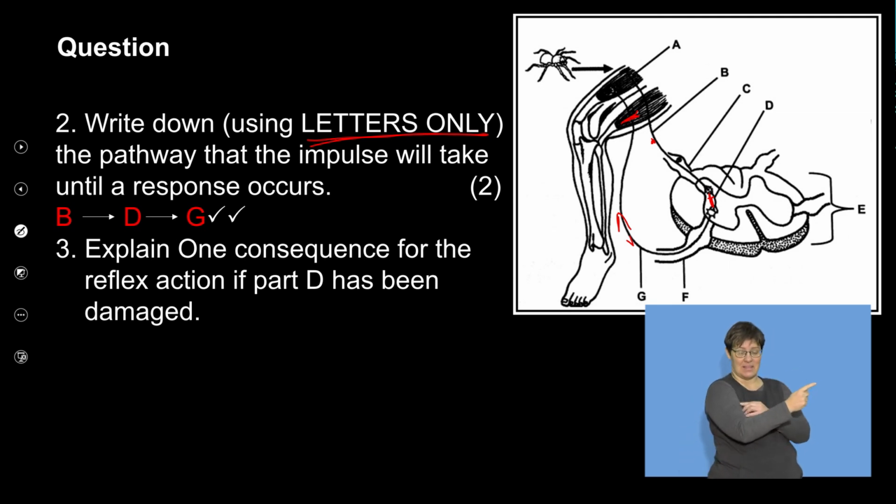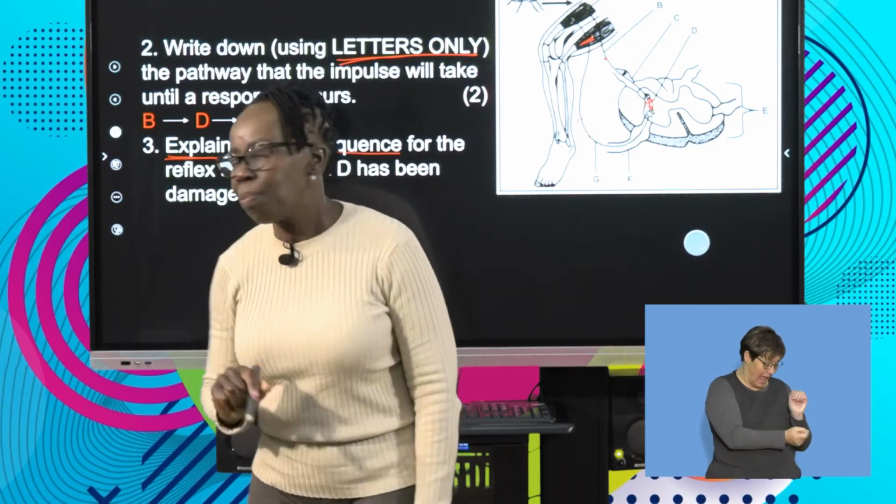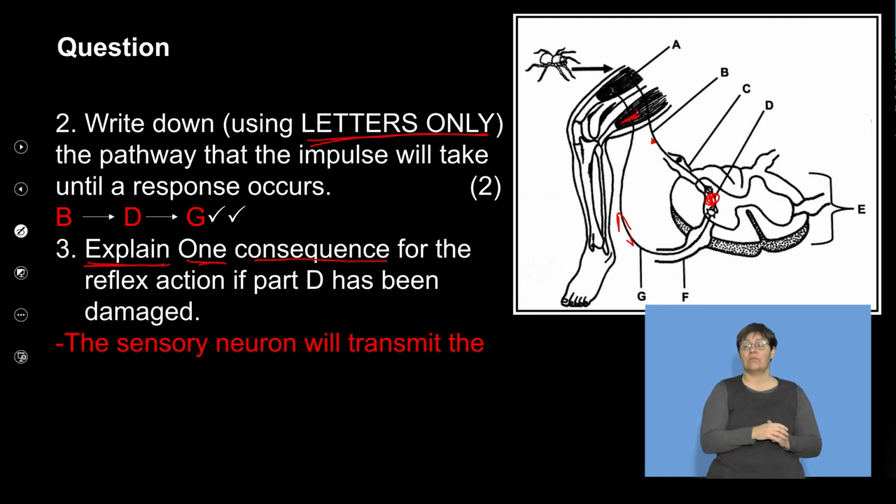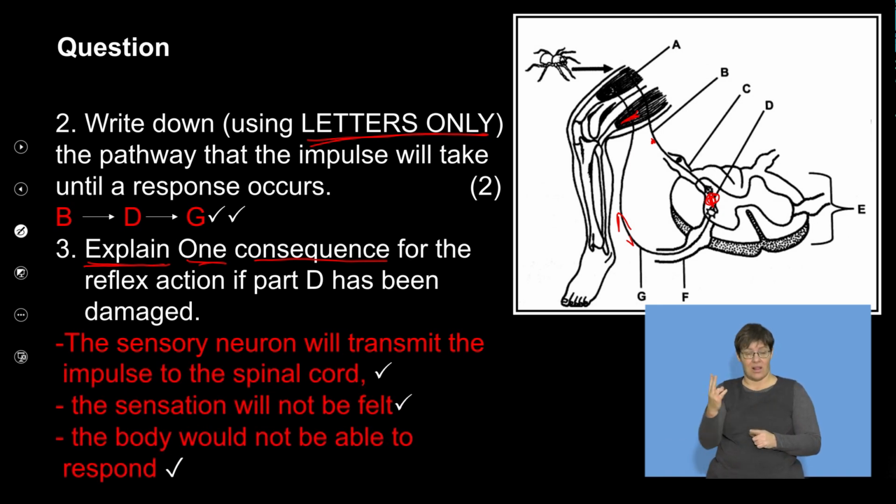Then the next question: explain one consequence for the reflex action if part D has been damaged. Where's part D? We are talking about this part D, the interneuron. If it is damaged, explain. Remember the verb explain, you give the cause and effect. So let's look at the answer here. The sensory neuron will transmit the impulse. Remember, from the sense organs to the sensory neuron, the impulse will be transmitted. Good. Then you get a mark for that.